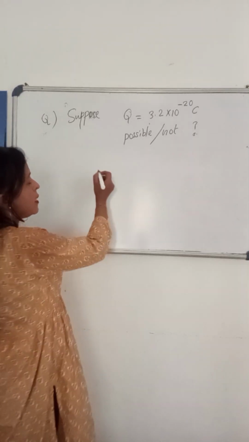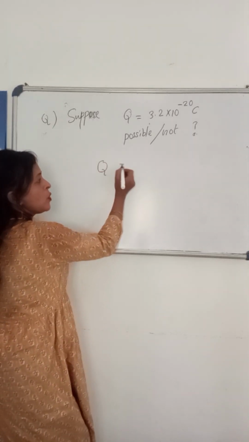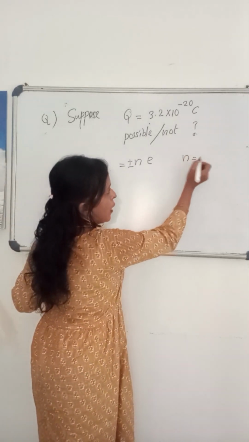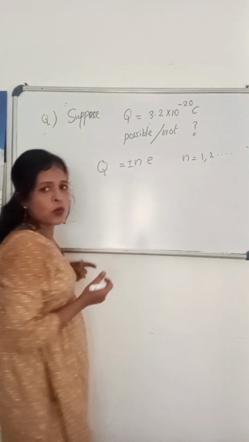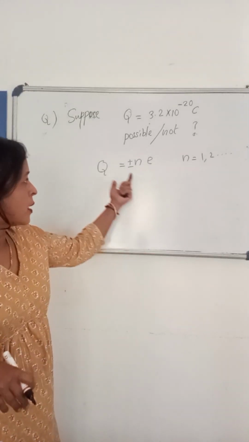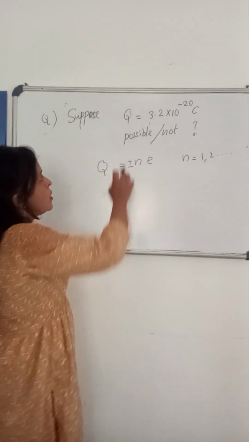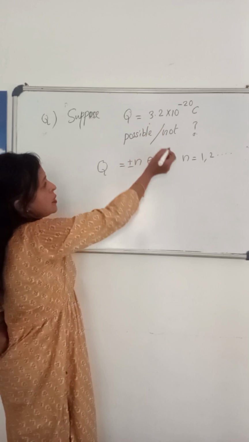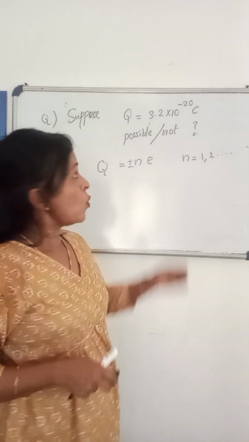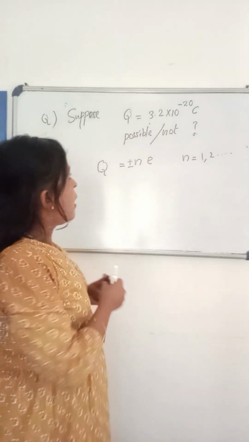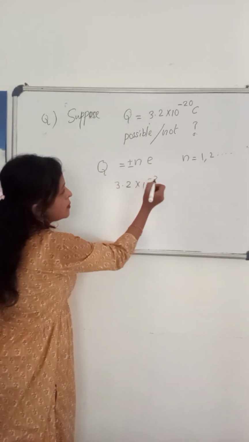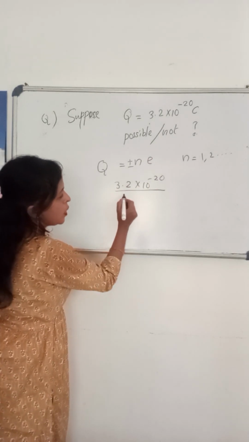How will we check? We know that Q is equal to plus or minus NE, with N having the value 1, 2, 3, etc., or 0 also. If there is no charge, it means Q is equal to 0 only. So we need to find out what N is for this. How can we find it out? Just divide it by E.